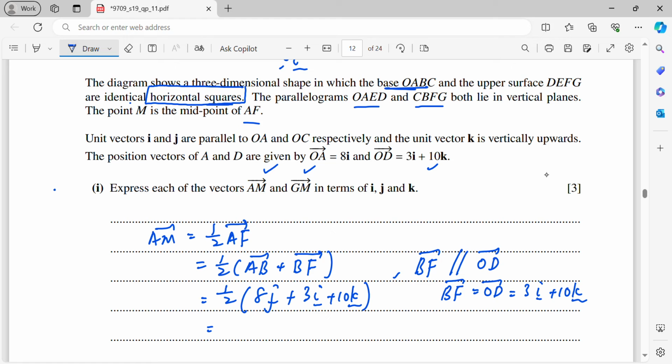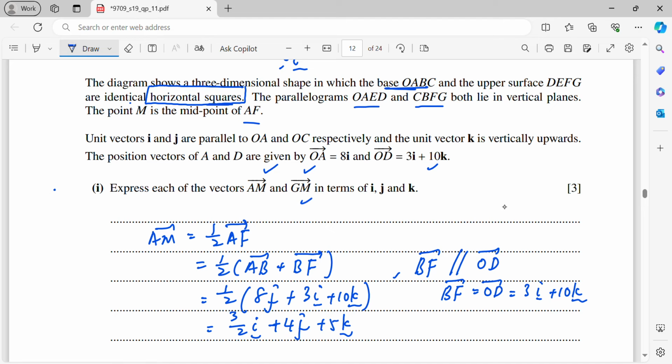Hence, you times in the half, right, and rearrange first. Write the i followed by j followed by k. So half times 3, it will be 3 over 2 i. And then hj times half, that is h over 2 j. 10k times half, that is 5k. So this is the solution of AM.